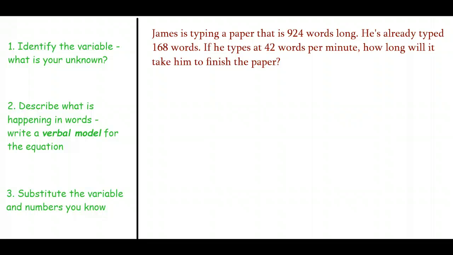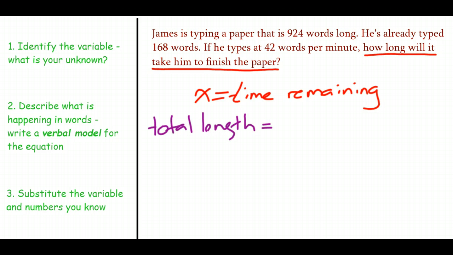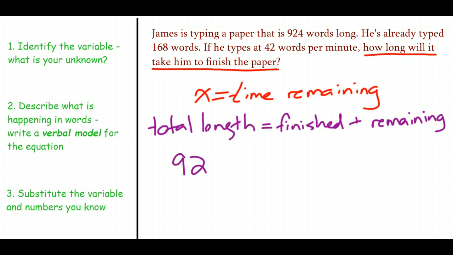So the unknown here is how long will it take him to finish the paper? So x equals time remaining. Now, his paper is 924 words long. So the total length of the paper is going to be the amount of words he's already finished plus the amount of words that he has remaining. So the total length of the paper is 924 words.